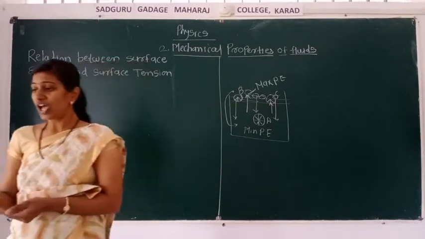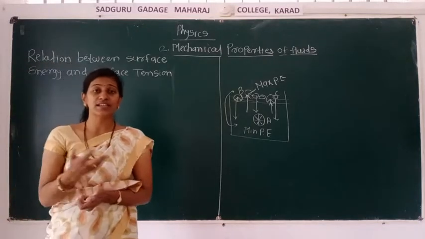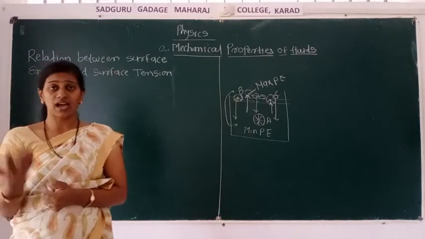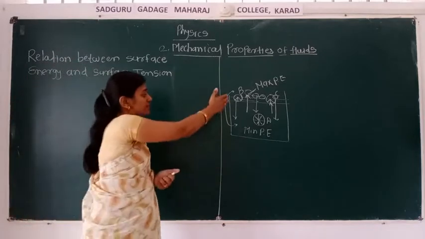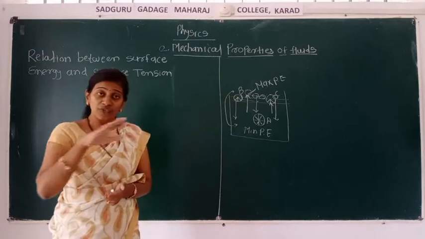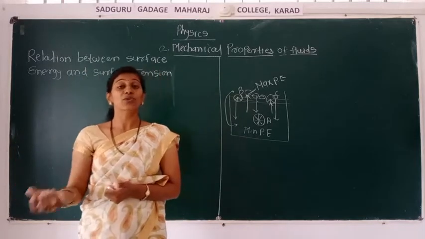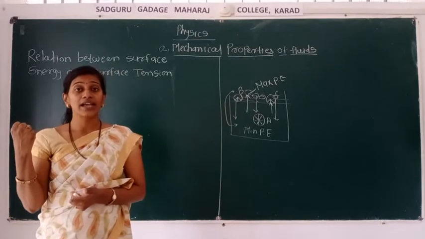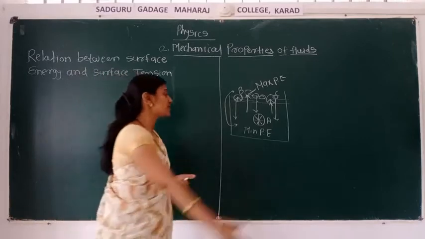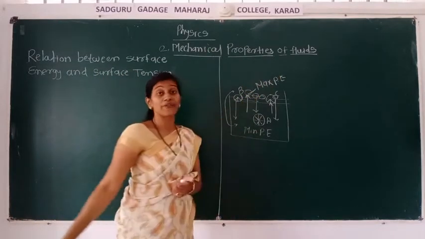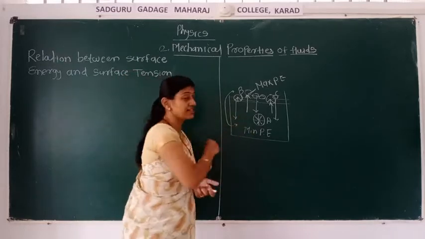Also, we know some things. Every system in the universe always tries to minimize its potential energy. Now we understand that in the case of a liquid, there is a free surface, and on the free surface molecules are present. Those molecules possess extra energy. That energy is called the potential energy. So the molecules on the free surface have more potential energy compared to the molecules inside the liquid.